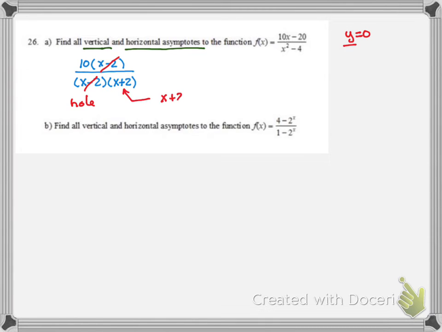When x plus 2 equals 0, I would be dividing by 0, or x would be negative 2. And this is the equation of that vertical asymptote. It's a vertical line, and all of the x values along that vertical line are negative 2. So those were the two answers: x equals negative 2 and y equals 0.